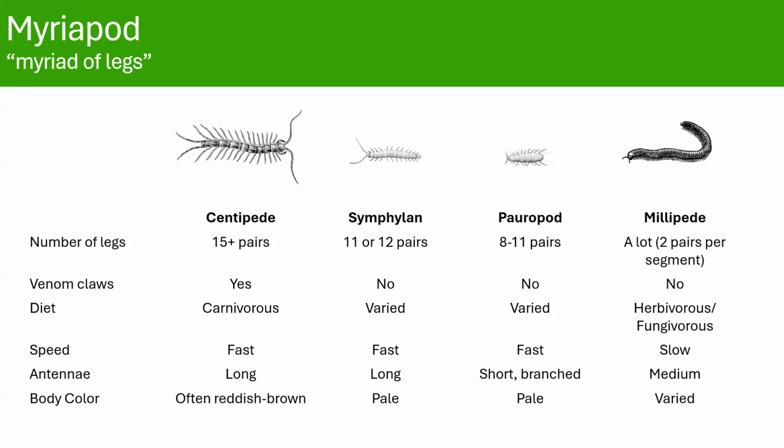Okay. Let's see, what else can I tell you? I feel like I've forgotten some things. Oh yeah, millipedes, first of all, have 2 pairs of legs on each body segment. So they have a lot more legs than any other kind of myriapod. Symphylans have 11 or 12, okay?